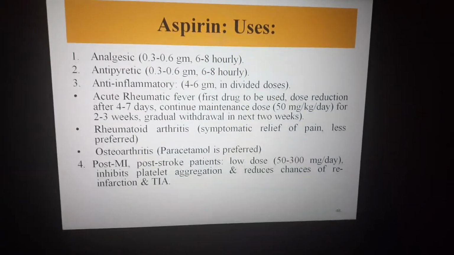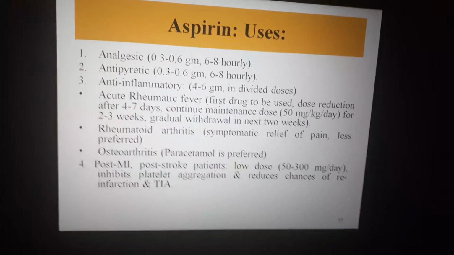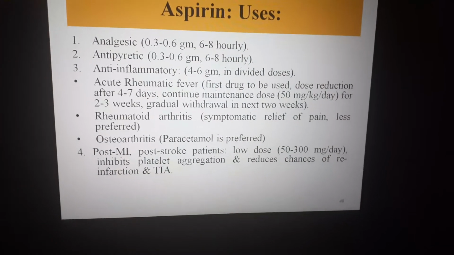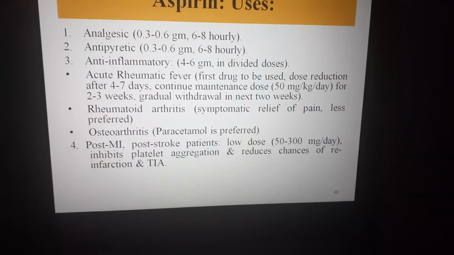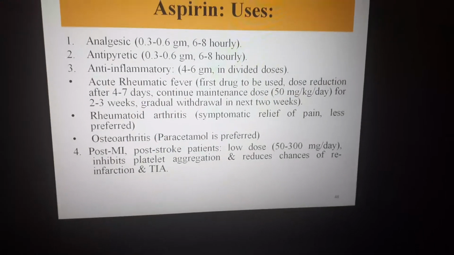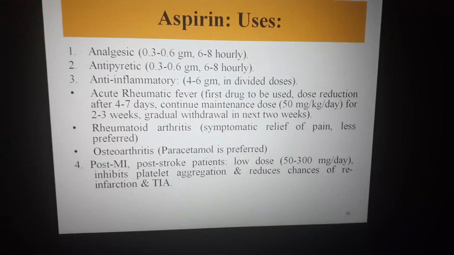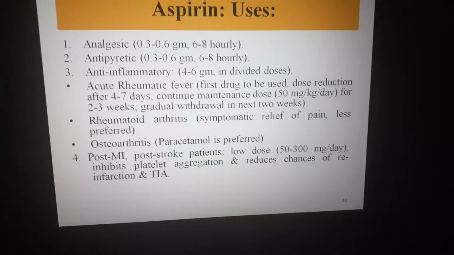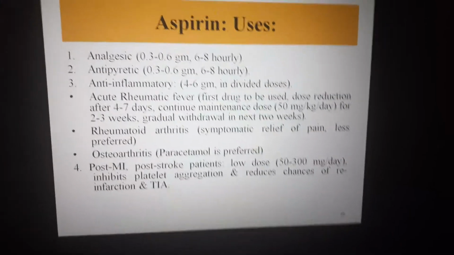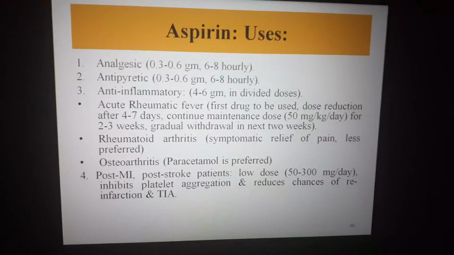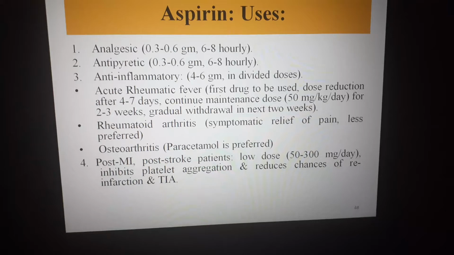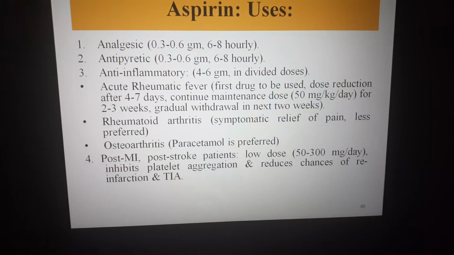So uses of aspirin are analgesic use, antipyretic use, anti-inflammatory use, acute rheumatic fever, rheumatoid arthritis, and as a cardioprotective agent in post-MI, post-stroke patients. In that case, low dose 50 to 300 milligram per day is used. So you can see that dose range in aspirin is mainly in grams per day, but the antiplatelet or cardioprotective effect is seen in low dose, that is milligrams per day.